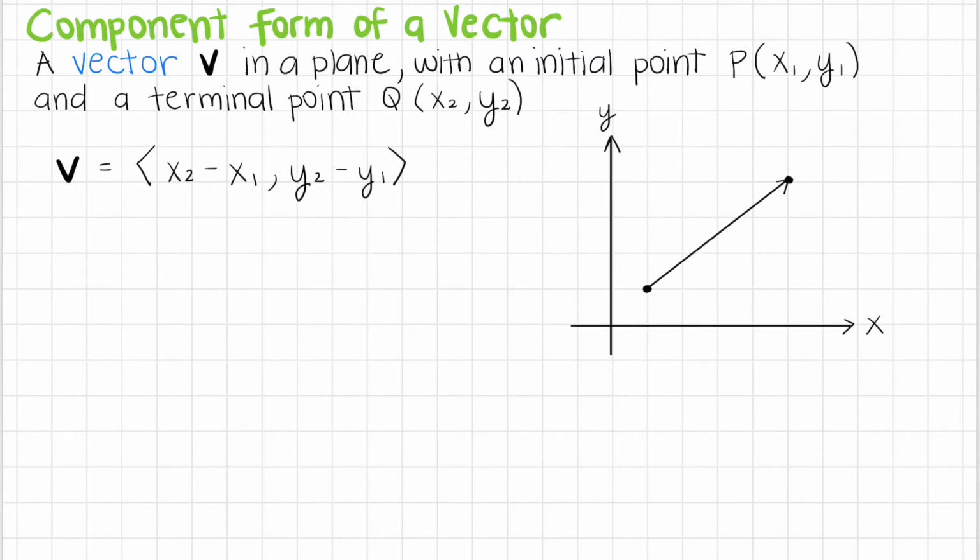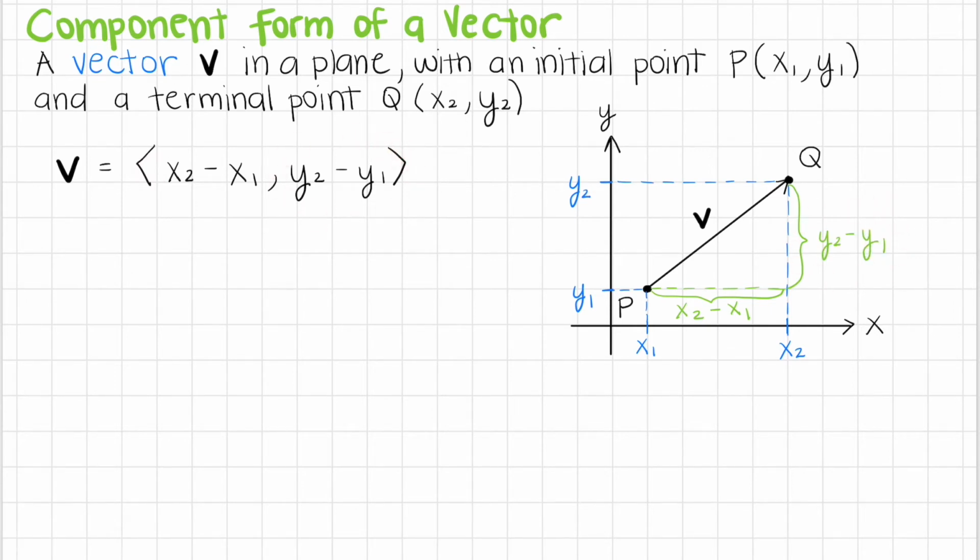We have a vector V with an initial point P and a terminal point Q. So the x and y values of our initial point here are our x1 and our y1. And our x and y values of our Q point over here are our x2 and our y2. And here is our difference in the x's, and this is our difference in the y's.